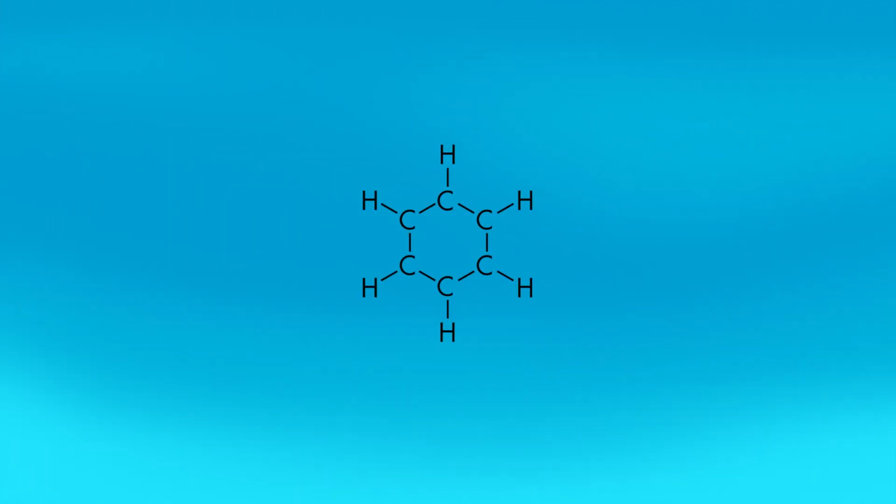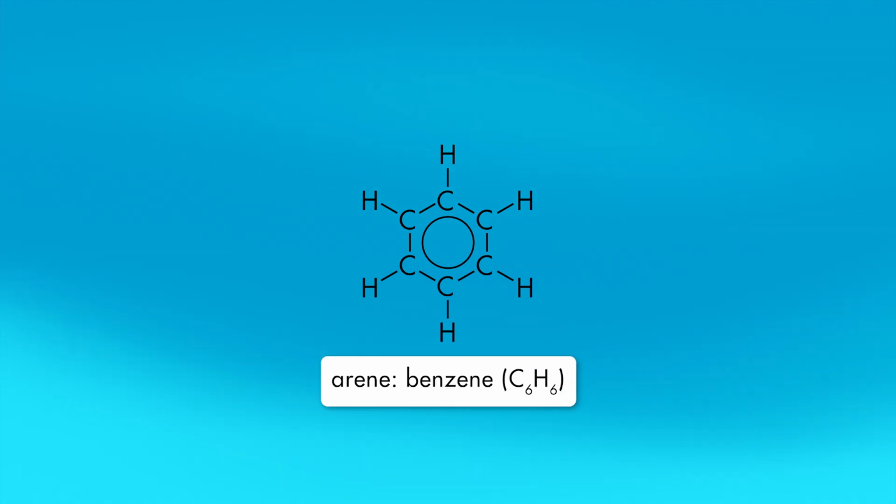The bonds between the carbon atoms in an arene are hybrid bonds, which are stronger than single bonds, but not quite as strong as double bonds. Hybrid bonding is often indicated with a circle inside the hexagonal ring of carbon atoms. This arene is called benzene. It has a chemical formula of C6H6.